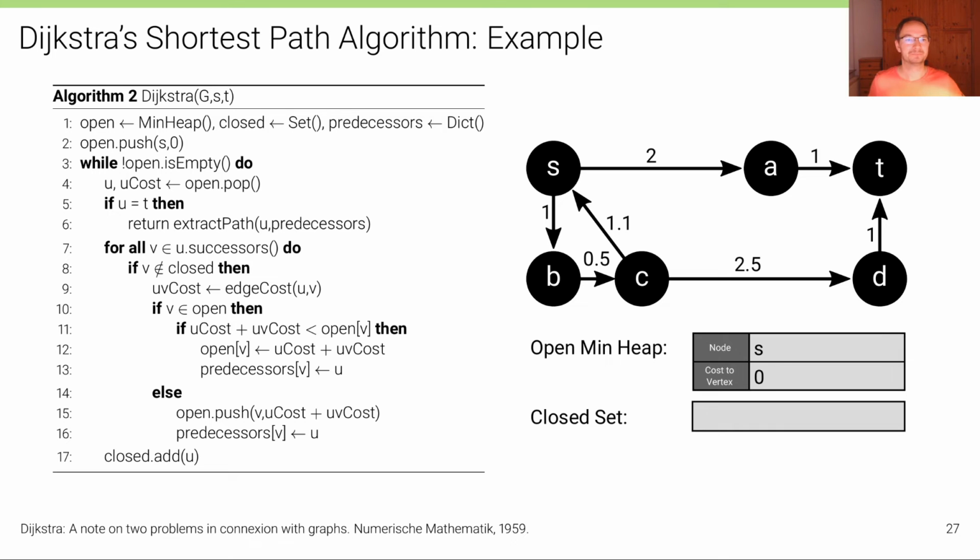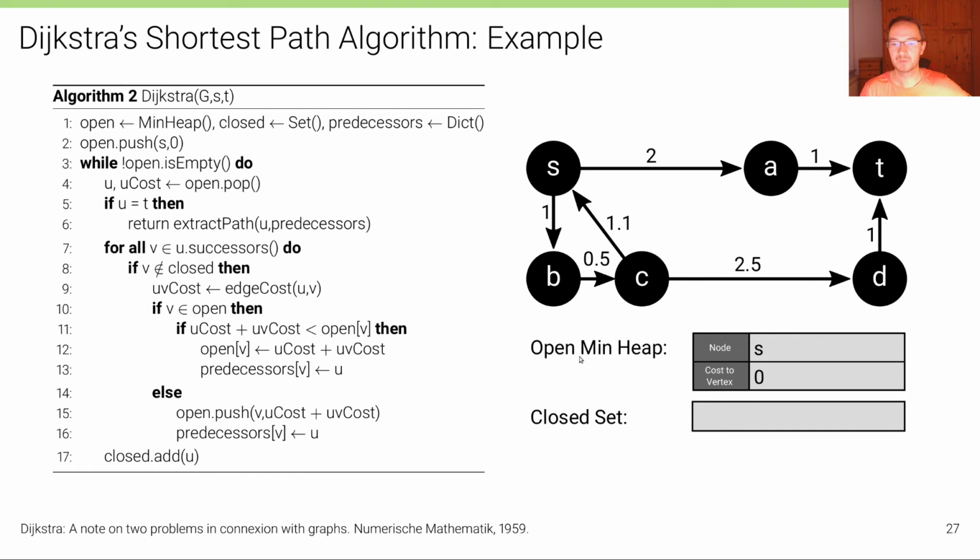Good, that's all. So here's the algorithm again on the left, and let's look at a concrete example on the right, where we have this neat little graph here with source and sink. And now, as you can see, we have not just directed edges, but we have weighted directed edges, where each of these directed edges has a weight. For example, 2 is the distance from S to A, or 1 is the distance from A to T.